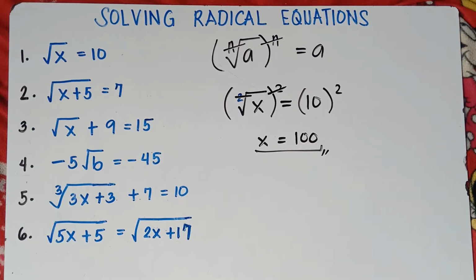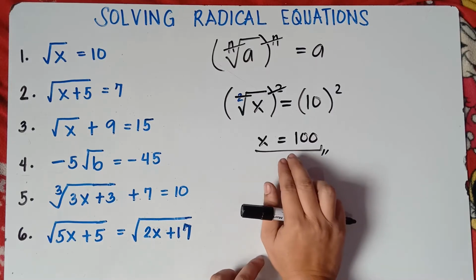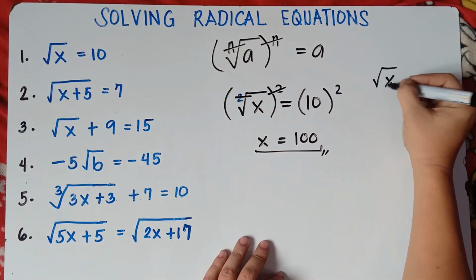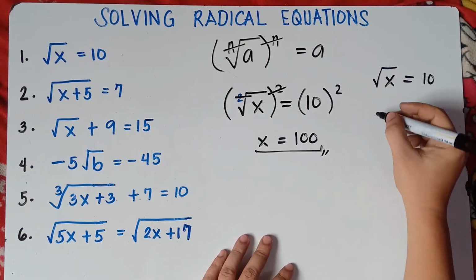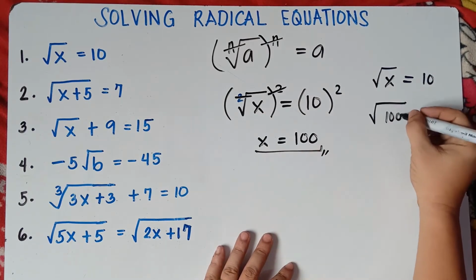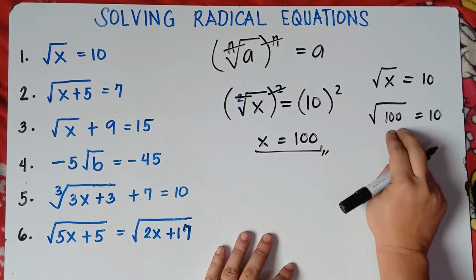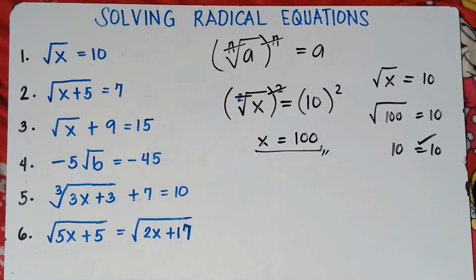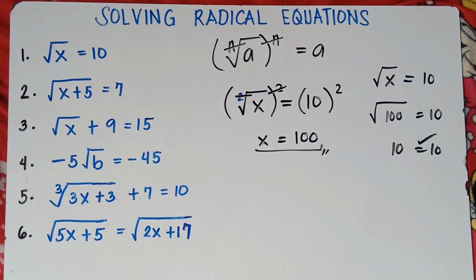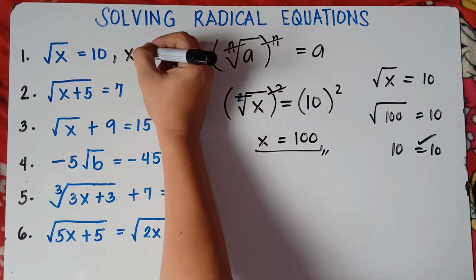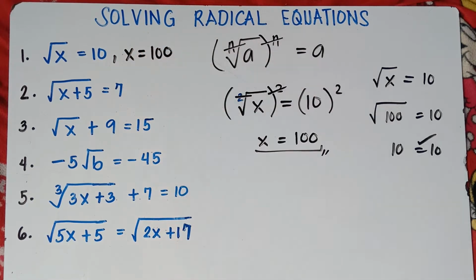Easy, right? You can always check your answer, class, by substituting x in the equation. Square root of x equals 10, so the square root of 100 equals 10. The square root of 100, that is 10, equals 10. Therefore, our answer is correct. That's the answer for number 1: x equals 100.